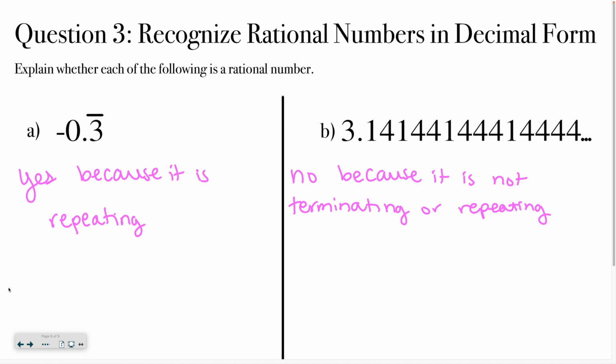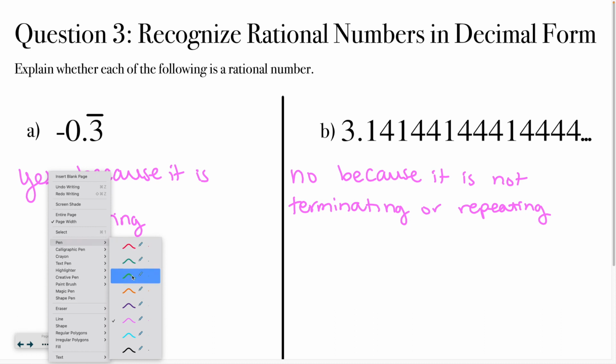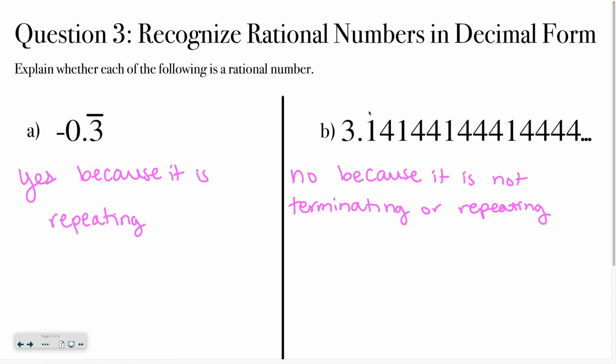This one can be a little tricky just because sometimes students see that there is a pattern here, right? Like it's 1, 4, and then it's 1, 4, 4, and then it's 1, 4, 4, 4, and then it's 1, 4, 4, 4, 4. So you can see there's a pattern to it. However, it's not the same exact thing repeating each time. So that means that it is not repeating. Okay?